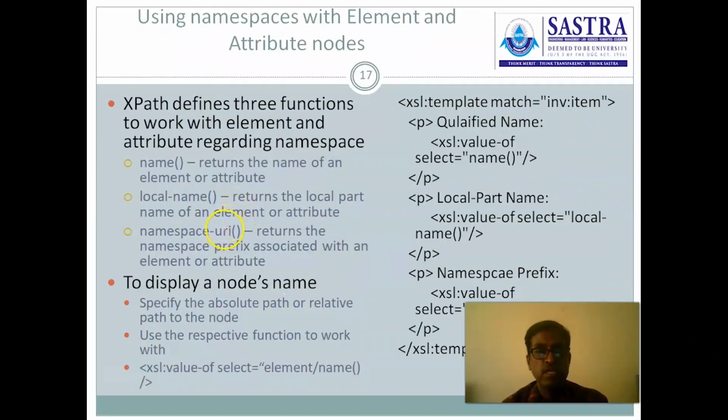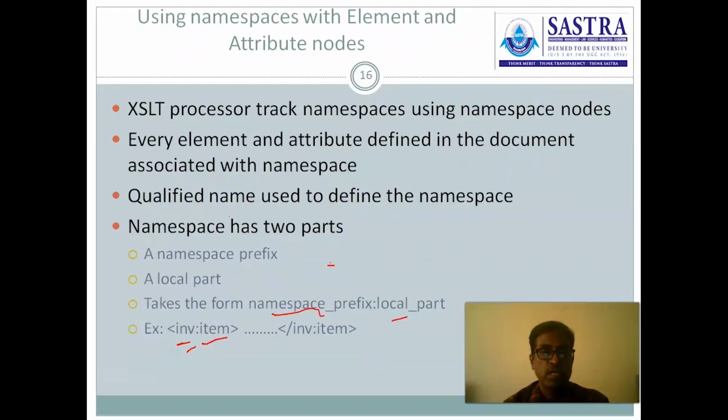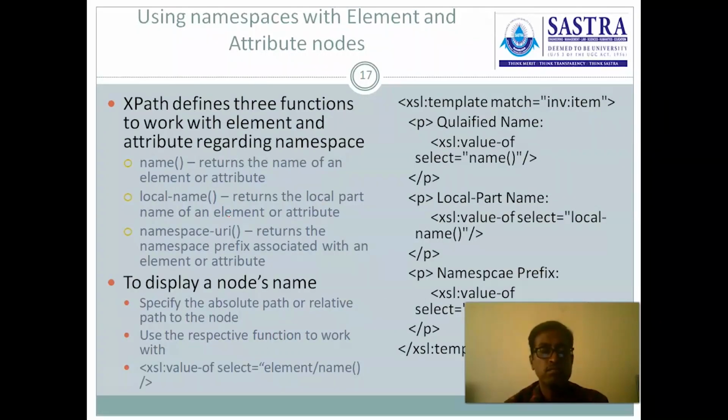XPath defines three functions. In the previous slide, we saw how to define a namespace and how to refer to a namespace. In this slide, we are going to work with the XPath reference for namespaces. There are three functions defined by XPath for getting the attribute and element regarding namespace: name, local-name, namespace-uri. If you are using name, then it returns the name of the element or attribute. Local-name returns the local part of the name of the element.